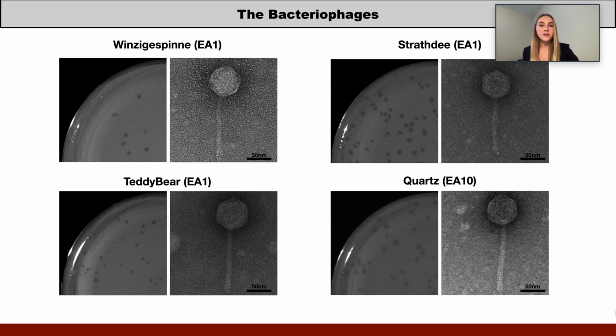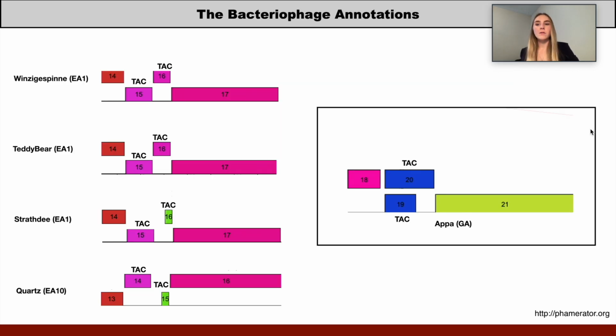So the four bacteriophages that are under study for my investigation are Winsescapine, Strathy, and Teddy Bear, which belong to the EA1 subcluster, as well as Quartz that belongs to the EA10 subcluster. The University of Ottawa's phage hunters have annotated the genomes of Winsescapine and Quartz. During the annotation process, we were unable to call the translational frameshift within the tail assembly chaperone genes.